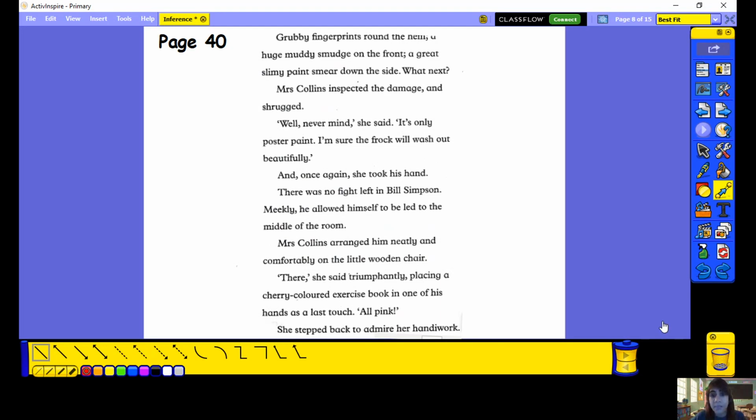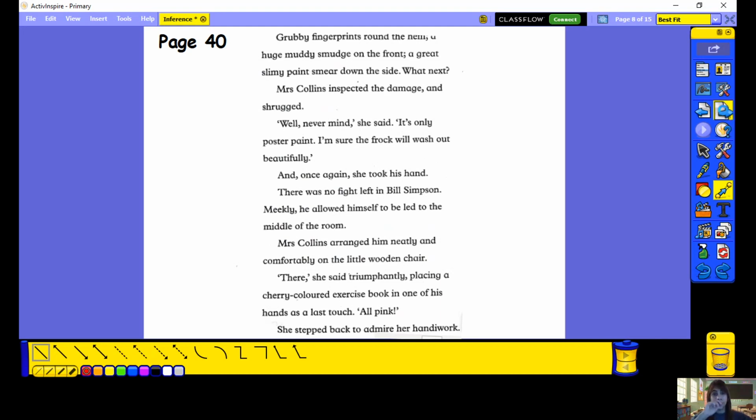Well, never mind, she said. It's only poster paint. I'm sure the frock will wash out beautifully. And once again, she took his hand. There was no fight left in Bill Simpson. Meekly, he allowed himself to be led to the middle of the room. Mrs. Collins arranged him neatly and comfortably on the little wooden chair. There, she said triumphantly, placing a cherry-coloured exercise book in one of his hands as a last touch. All pink. She stepped back to admire her handiwork.